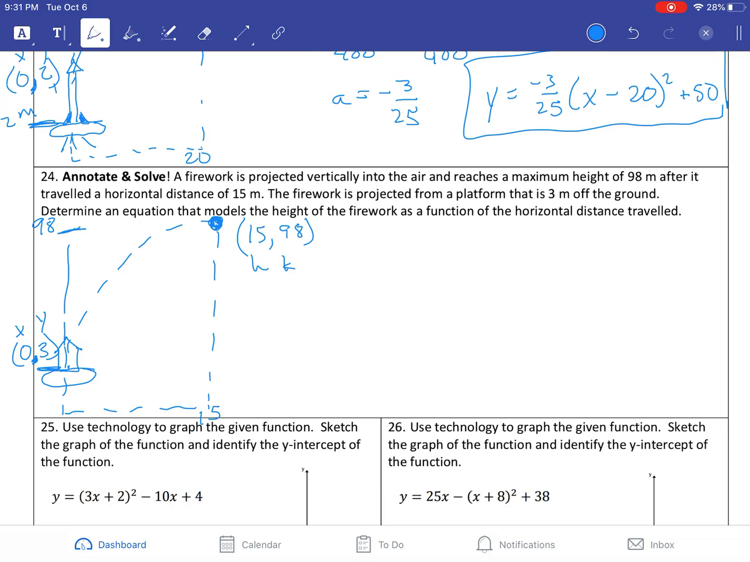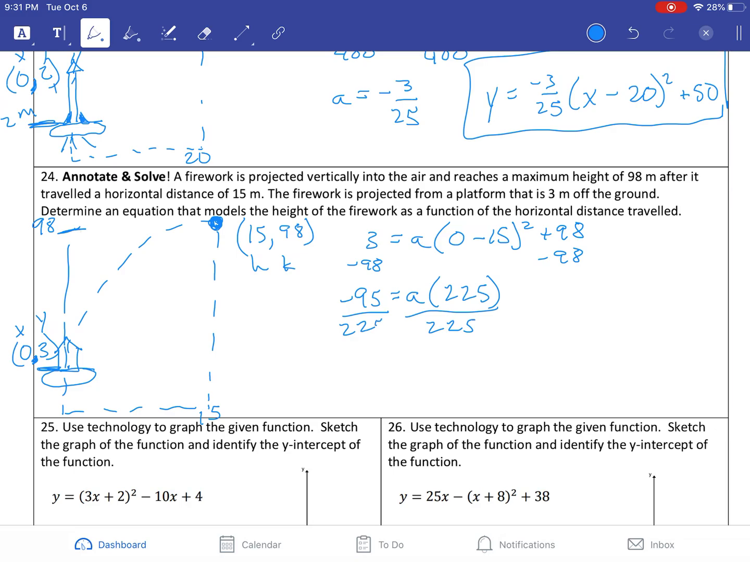So again, we're looking for the drawing. Does it make sense? Did you put the stuff in the right spot? And now we can make our equation. So our y value is 3 equals a, which we don't know, times x, which is 0, minus h, which is 15, quantity squared, plus 98. All right, so we start solving. We subtract 98, get negative 95, equals a. Negative 15 squared is going to give you 225. Divide both sides by 225.